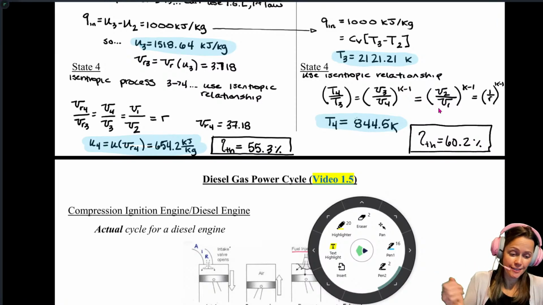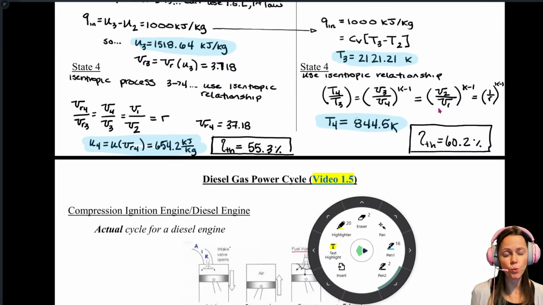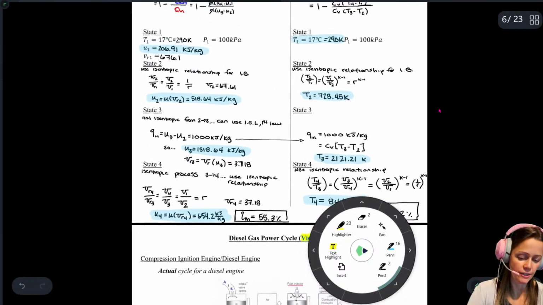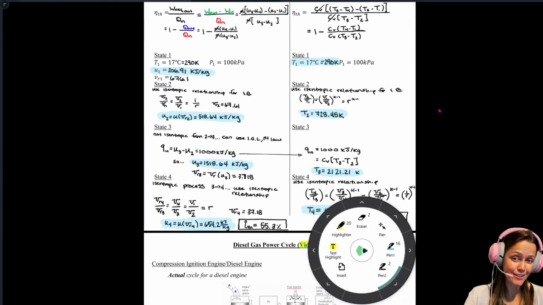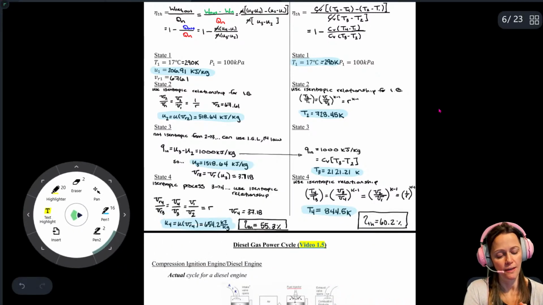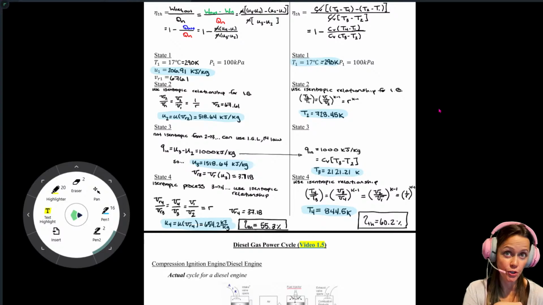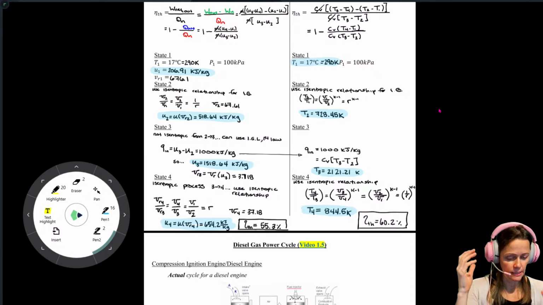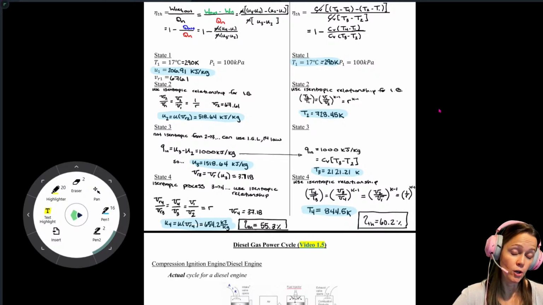And that's it, right? So you can see the one on the right, if we make cold air standard assumptions, it's a lot easier. And you shouldn't have to look at those ideal air tables at all, but it's not as accurate. The 55.3% number is a more accurate number than the 60.2% number. But on a test, I'll be specific about which method I want you to use, okay?